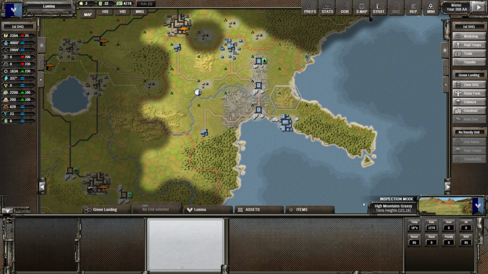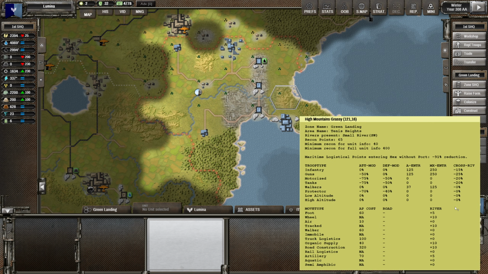Anyway, in the unit inspection panel, let's look at this hex here. This is a high grassy mountain. It tells you what it's called: Tennis Heights. This is part of Tennis Heights. That's the name of this place. So if you create a zone here, it'll be called Tennis Heights. A lot of the game generates these natural areas and gives them names and things. It's really cool.